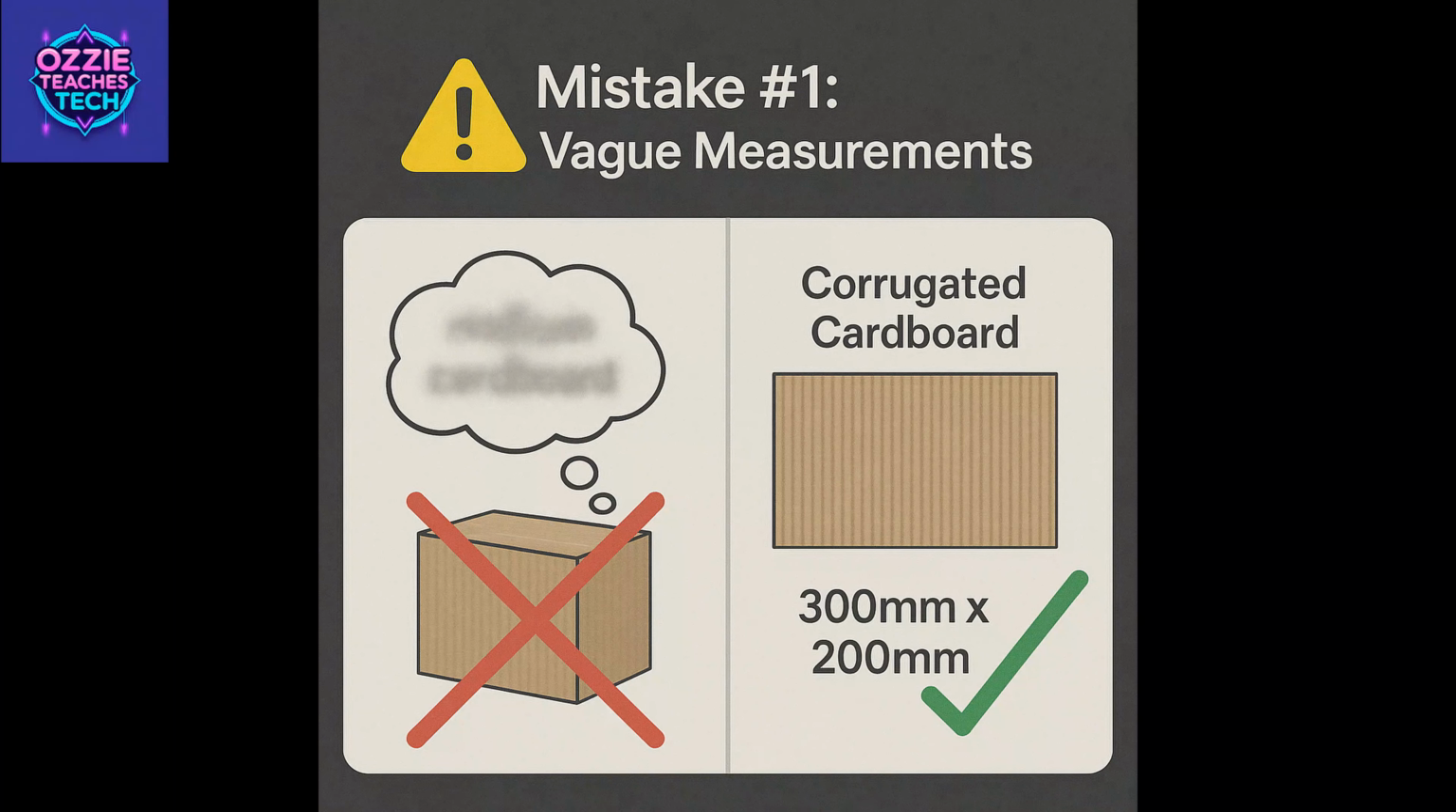Mistake number 3, forgetting the little things. It's not just about the main materials. Did you remember adhesives, fasteners, finishes of paint, packaging materials? Mistake number 4, unrealistic requirements. Make sure you actually have access to the materials and tools you're listing. If you need a laser cutter but your school doesn't have one, you have got a problem.